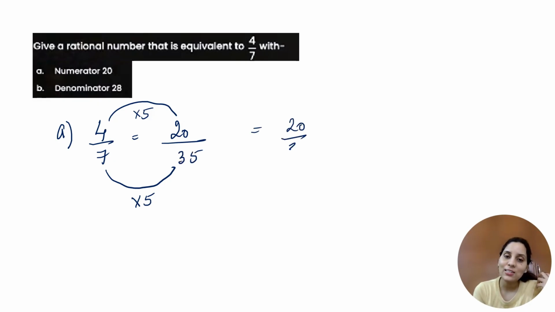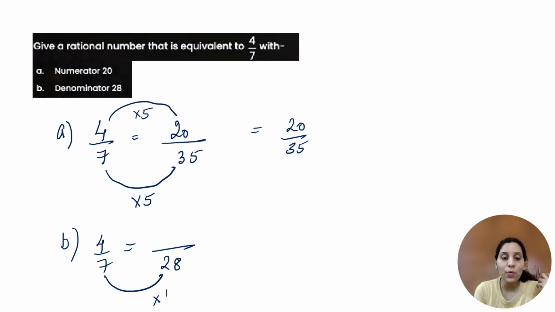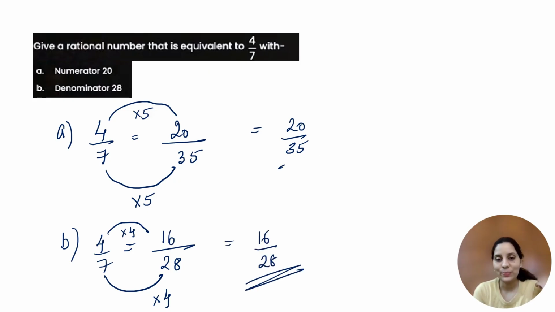So your answer is 20 by 35, which is equivalent to 4 by 7. Now next part is your denominator is 28. So how do I get 28? 7 into 4 is 28. So the same operation I will do in the numerator. 4 into 4 is 16. So here is the answer.